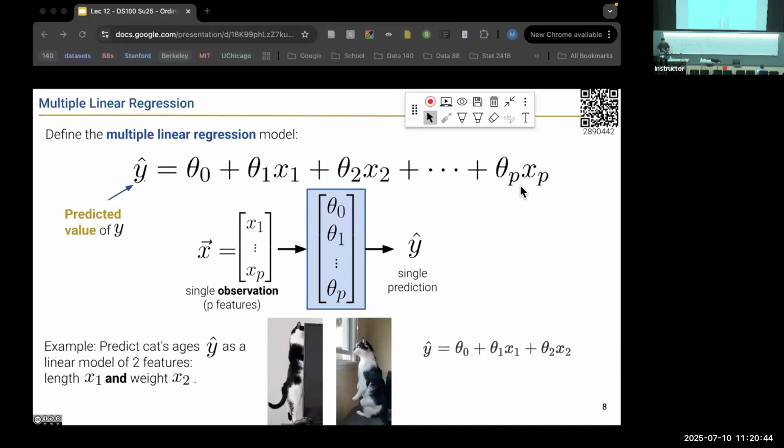Anyways, then your multiple linear regression model will look something like this. Your prediction is going to be theta 0 or theta naught, that's your intercept term, plus theta 1 times x1. That's the term that represents the parameter and the feature of length. And then we're going to have theta 2 x2, which is the parameter and the feature of weight. And then you take the sum of them. That's your prediction.